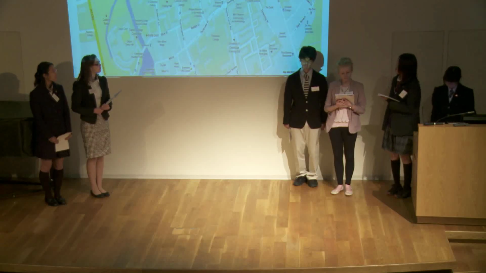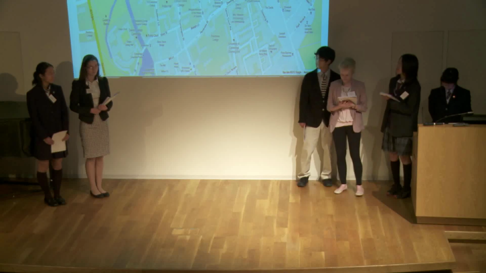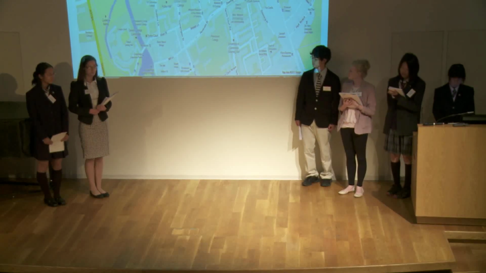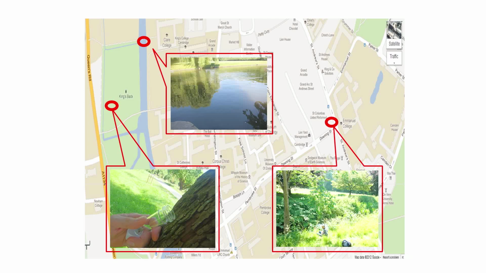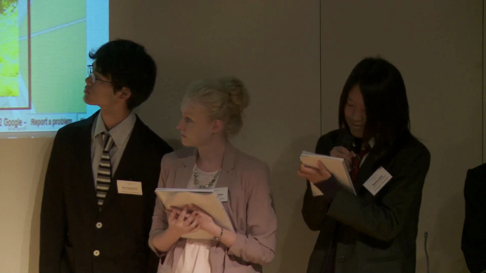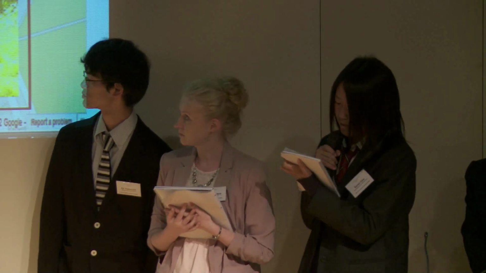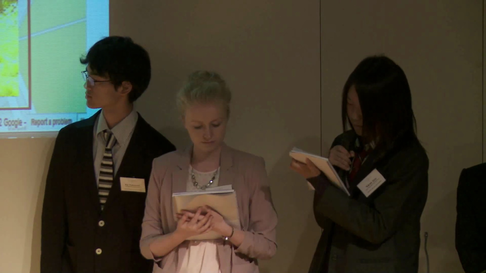Now I'll tell you about how we found algae and show some pictures of them. To begin with, we walked around Cambridge. This map shows where the algae are. This is a pond, this is on a tree, and this is near the Cam River. And then when we got back to the laboratory, we filtered the samples and used light microscopes to find algae from water. So now I'll show you some pictures of them.